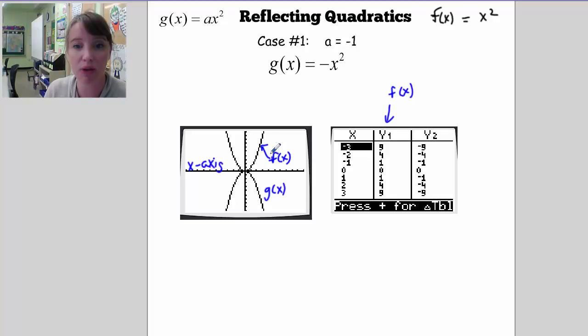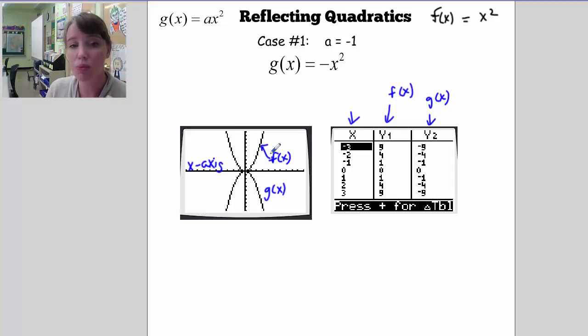This is the table of values: these are the input values here, and here are the output values of f of x and g of x. Now the original parent function has values of 9, 4, 1, 0, 1, 4, 9, right? Those are classic. We've seen those before. It's just the squares of -3 to 3 inclusive.